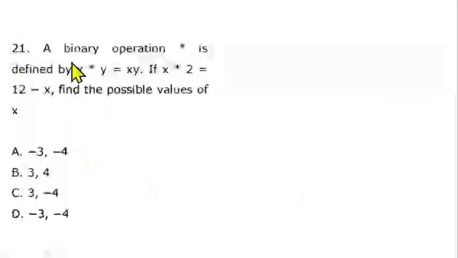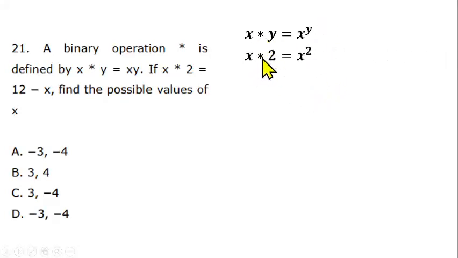Question number 21 is a binary operation, and a binary operation asterisk is defined by x asterisk y equals x raised to power y. This is a typographical error. It's x raised to power y. So if x asterisk 2 is equal to 12 minus x, find the possible values of x. So this is the rule given to us: x asterisk y equals x raised to power y. That means x asterisk 2 will be x raised to power 2, which is also equal to 12 minus x.